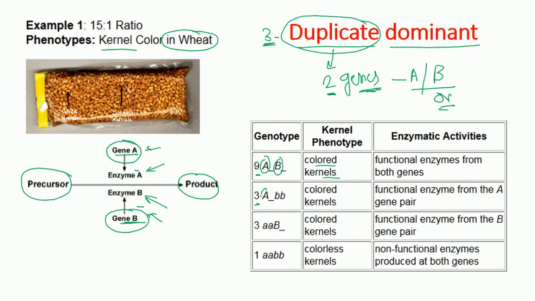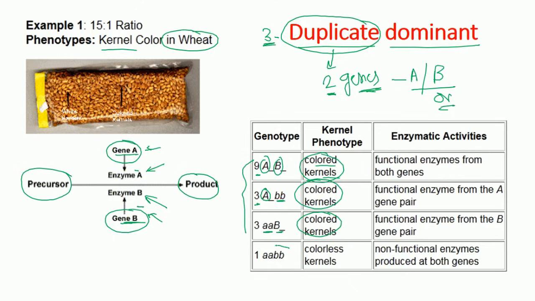3 of them contain capital A in one locus and small b in the other. So capital B is not present to add the color, but capital A is present, which is sufficient to add the color. So we have a colored kernel. 3 of them contain small a in one locus, and in the other locus we have a capital B. As we have a capital B, it is sufficient to add the color, though capital A is not present. So again colored kernel. So most of them will give us color because we only need one gene between them.